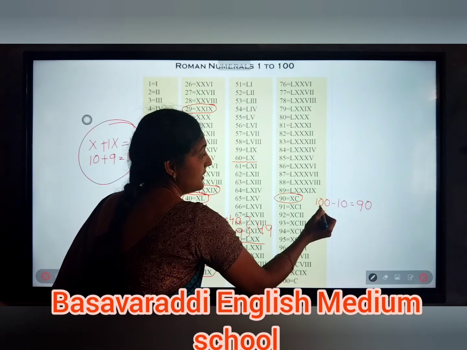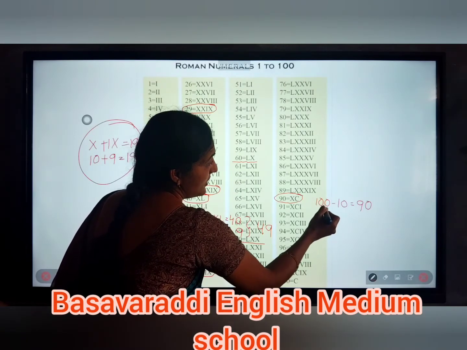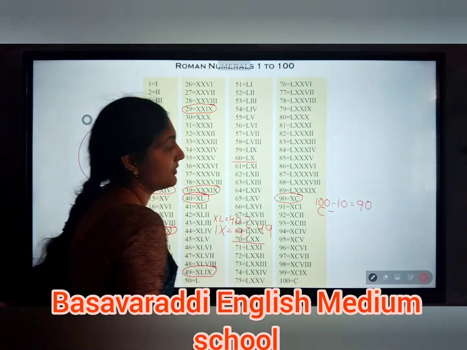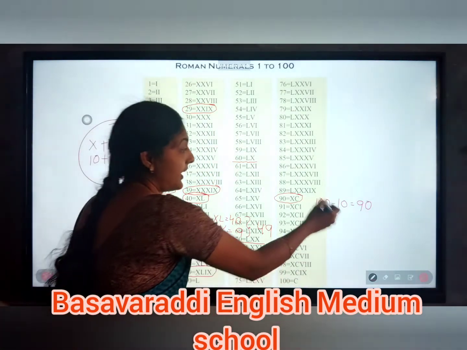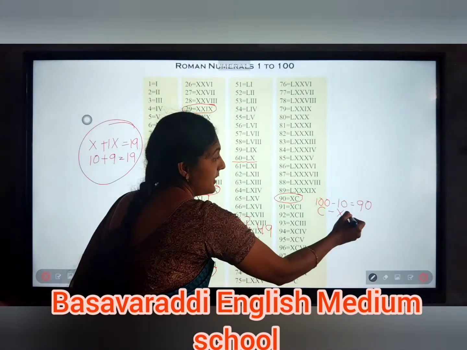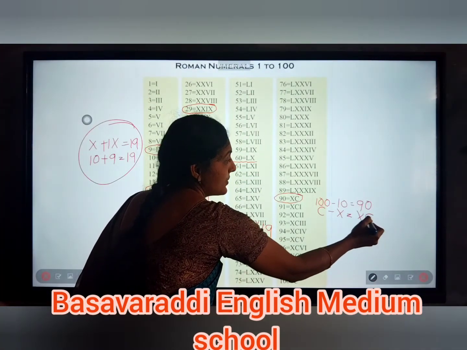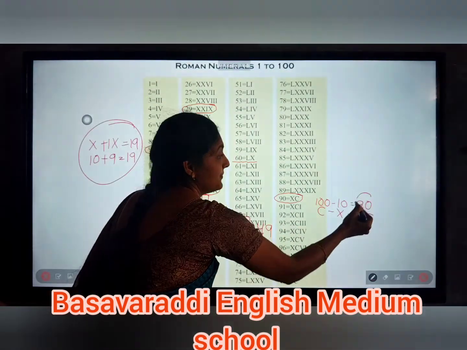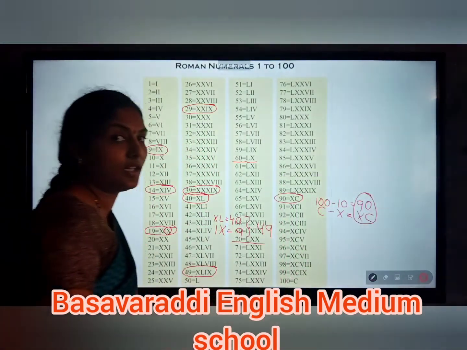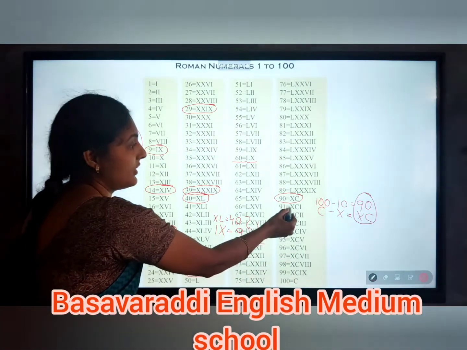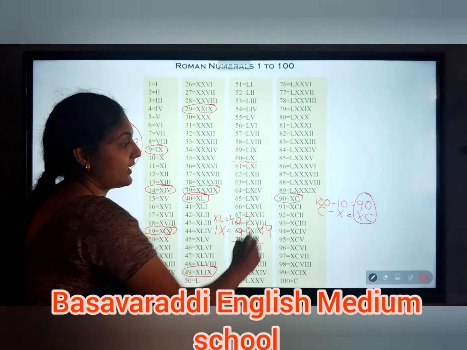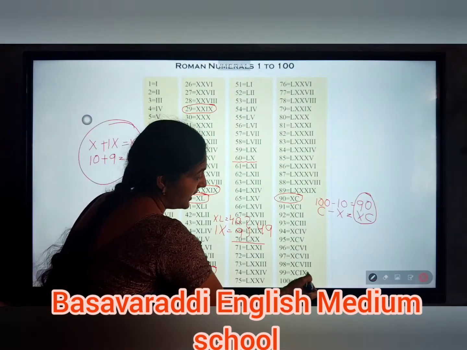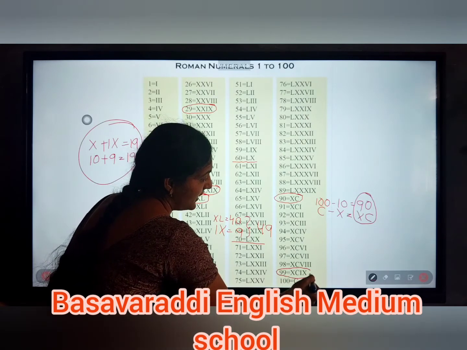So the symbol of the 100 is C, minus the symbol of the 10 is X. So that is XC. So the X is subtracted from the C. The XC, that shows the 90. Then 91 XCI, then 92 XCII, and come directly to how to write the 99.